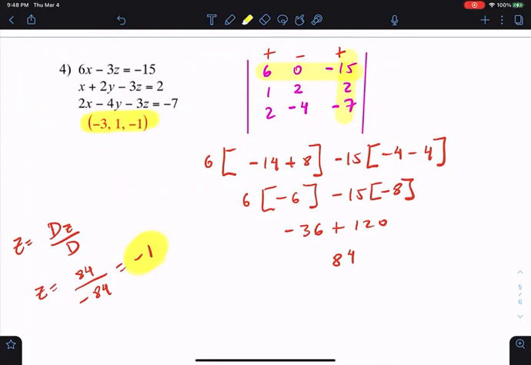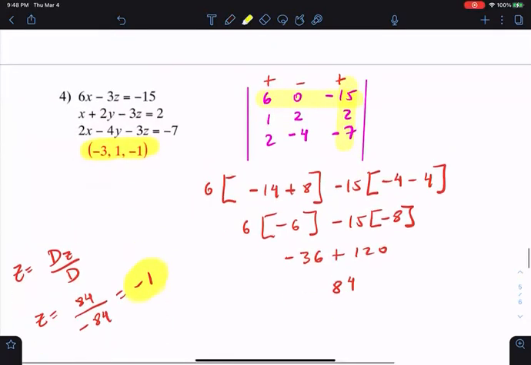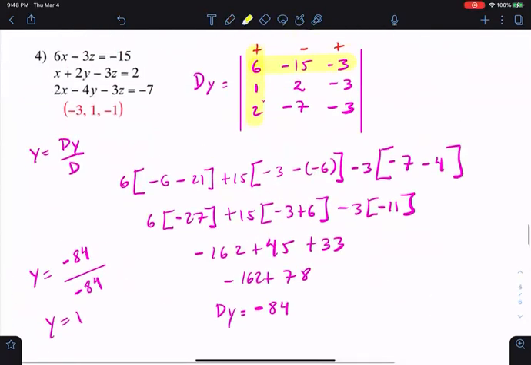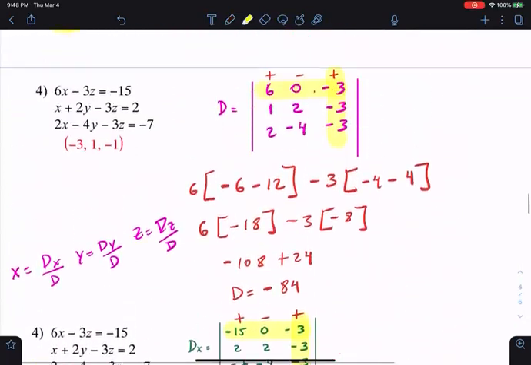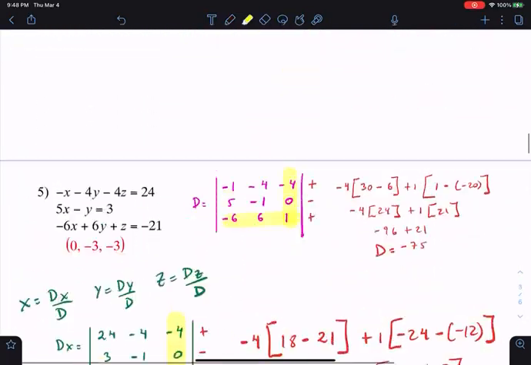So you have to be careful when you're doing this, right? You have to be very careful, otherwise you will make mistakes easily. Okay, so that was Cramer's rule. So it takes some time, right, to do by hand. It's not that simple.